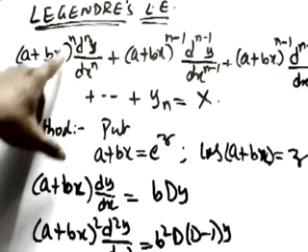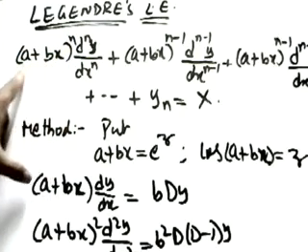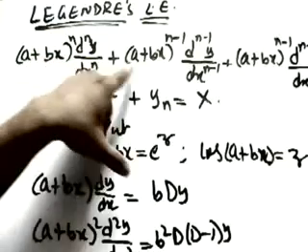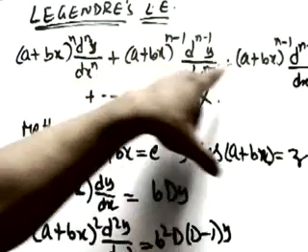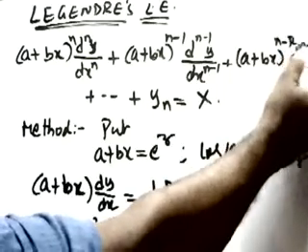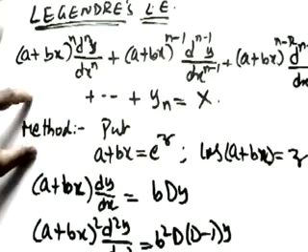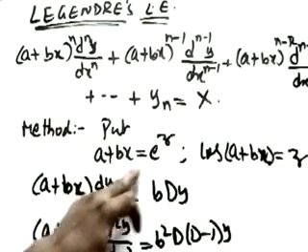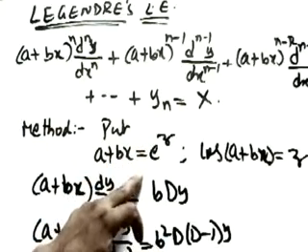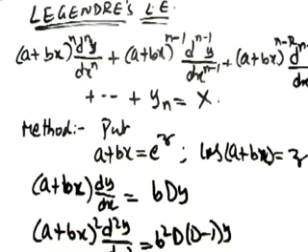So what is here, just a little change. In place of x power n, some coefficient is there with x: (a plus bx) power n, (a plus bx) power n minus 1, (a plus bx) power n minus 2. So there is a slight change here, and the substitution also changes a little. You put a plus bx equals e power z.